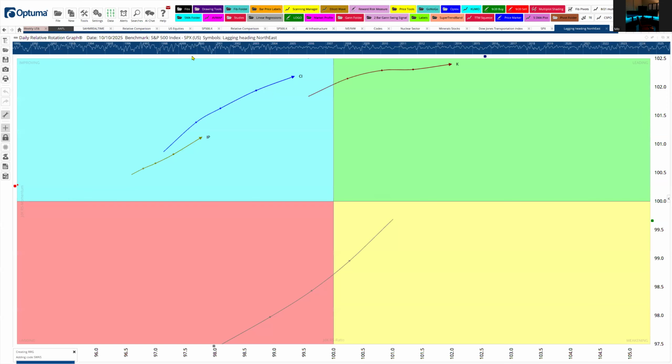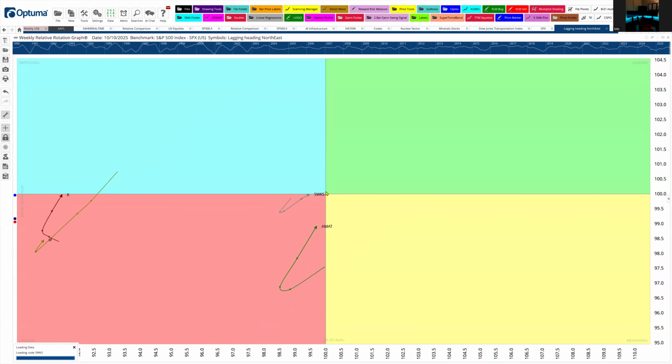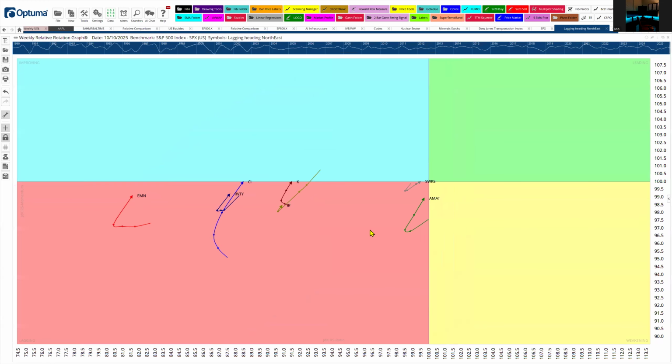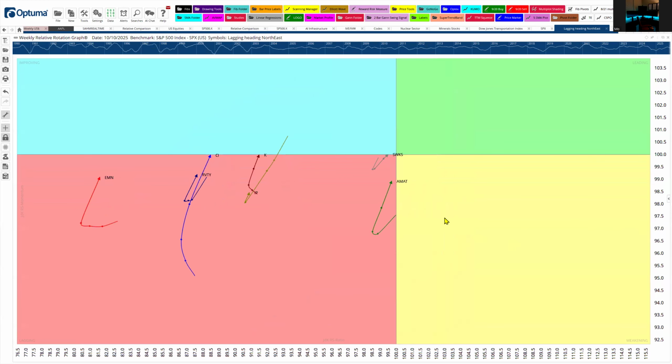Right there. So now these are the stocks that are weakening, because on the weekly time frame they are rotating out. Those are going to be the pullbacks on a daily time frame that you're going to be looking at. Okay, so there's not that many here.